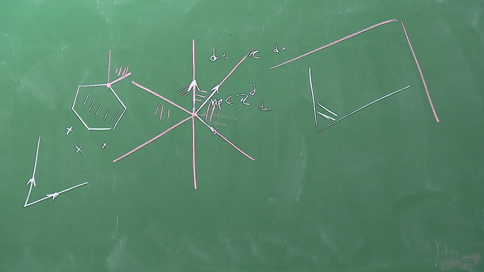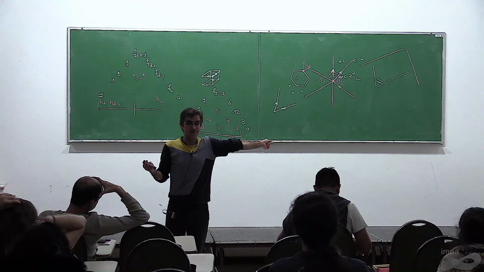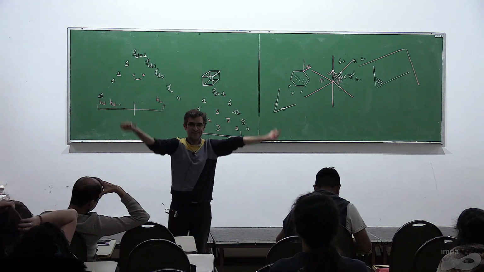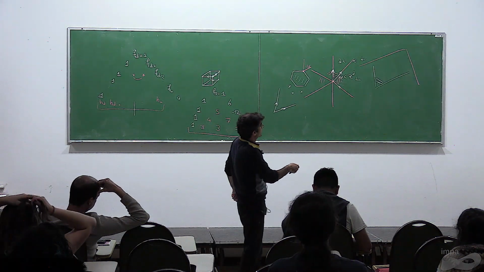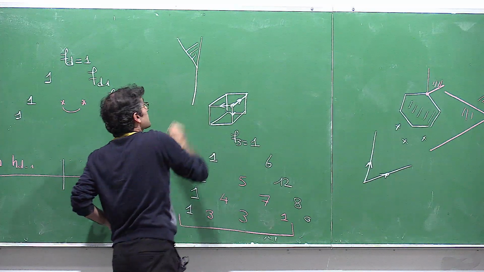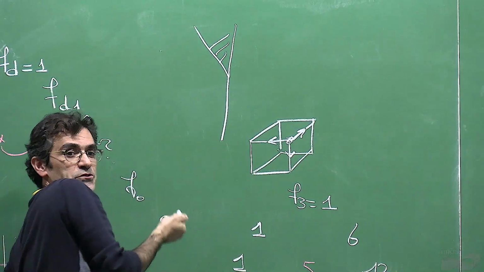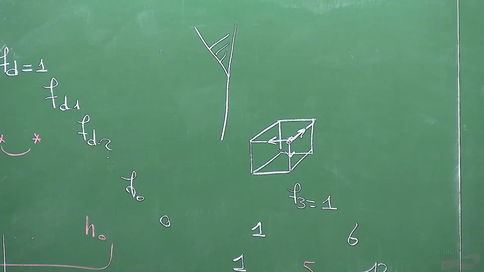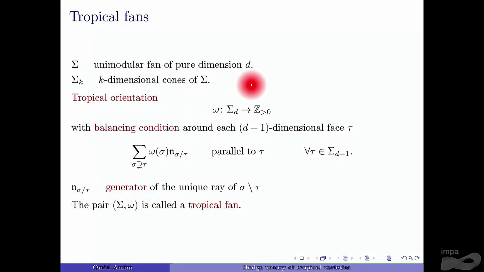Yes? You'll always be looking at fans embedded in some ambient space. The fans are embedded, exactly. It is very important because, even for the charts, I needed linear functions which were defined in the ambient space. I denote by sigma k the k-dimensional cones. I suppose that my fan is pure dimensional, meaning the maximal dimensional cones all have dimension d. I don't want something like this, where one maximal cone has dimension 2 and another has dimension 1. It's not allowed. All the maximal dimension cones have dimension d.